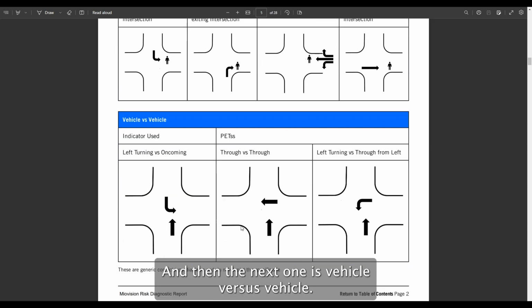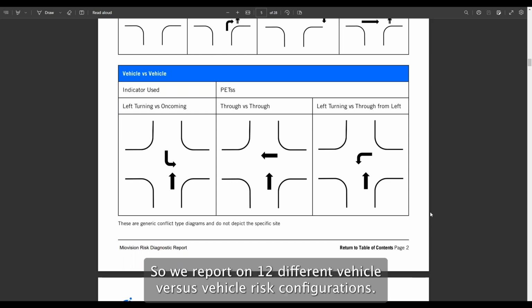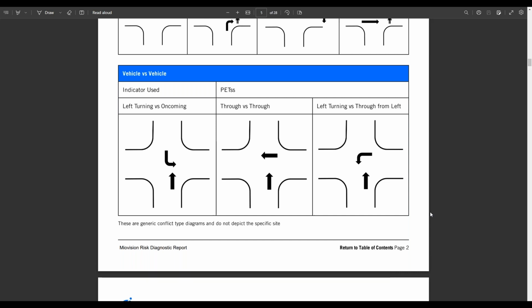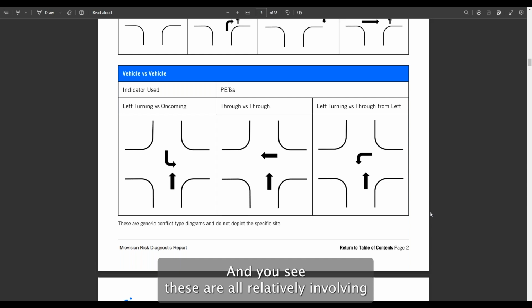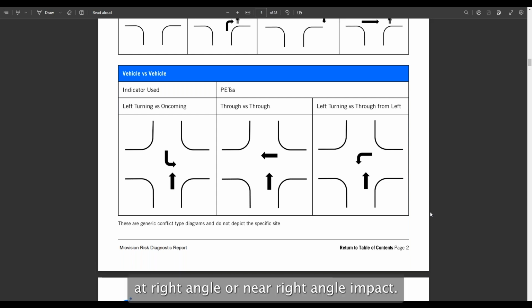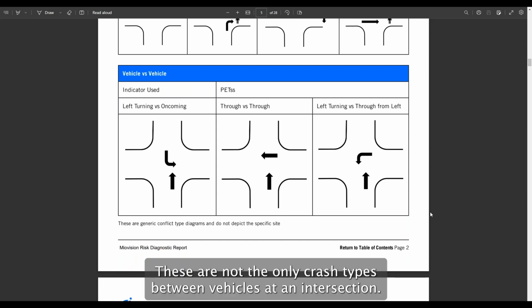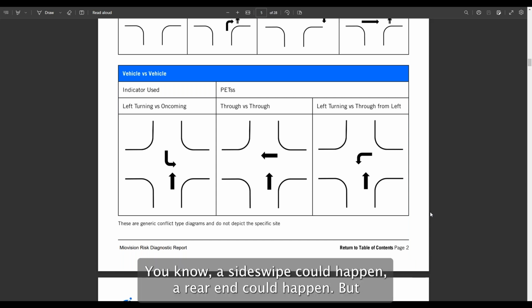And then the next one is vehicle versus vehicle. If you just scroll to the second half of this page, there are 3 generic conflict types times 4 approaches. So we report on 12 different vehicle versus vehicle risk configurations. And you see these are all relatively involving movements at right angle or near right angle impact. These are not the only crash types between vehicles at an intersection. You know, a side swipe could happen, a rear end could happen.